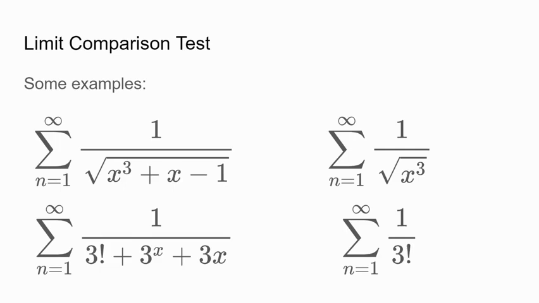Some examples of this: let's say we have a series like this here, then we want to pick this, the square root of x cubed, because that is the term with the highest degree. Or if you have something like this, then we want to pick this, like n factorial, because that grows faster than the other ones.